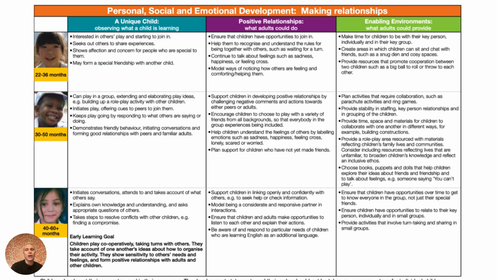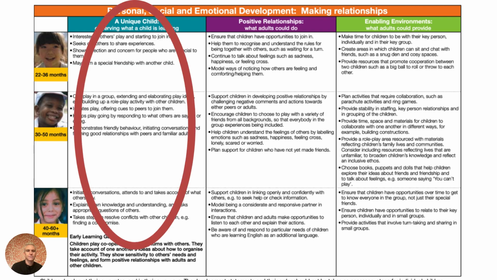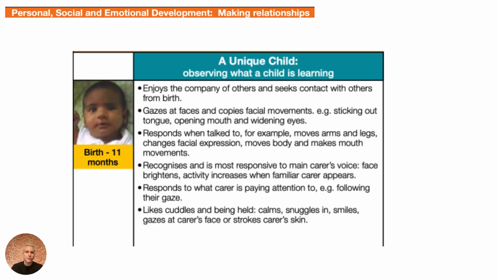And here we continue with the first aspect of the first learning area. We're still on making relationships, and you see here we have the other 3 age groups listed. And once again, those are the milestones that are related to those age groups in the making relationships aspect of development. So let's just take a closer look at some of those milestones.